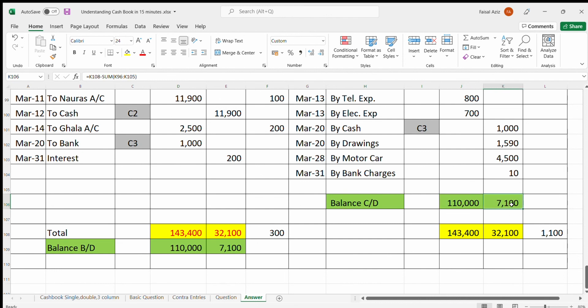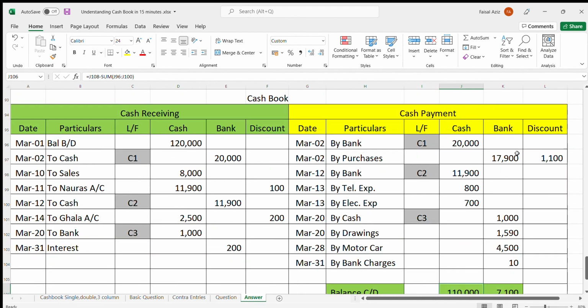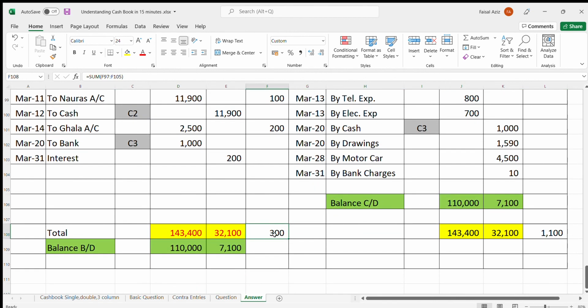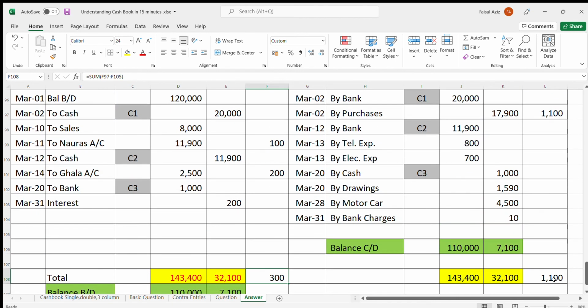So we are having in our bank account 7,100 and we are having cash 110,000, and we call it balance carried down. So this balance carried down we will mention on the right side at the bottom of the cash book as balance brought down 110,000, 7,100. Here you can see in the discount column, we have given this discount, so it will be an expense for us, and discount received can be treated as other income when the business prepares its income statement.